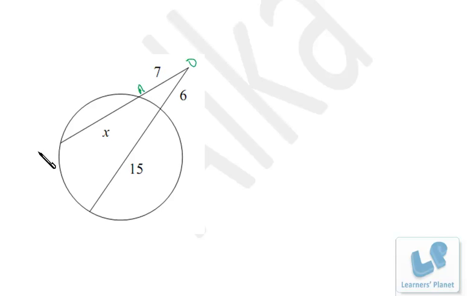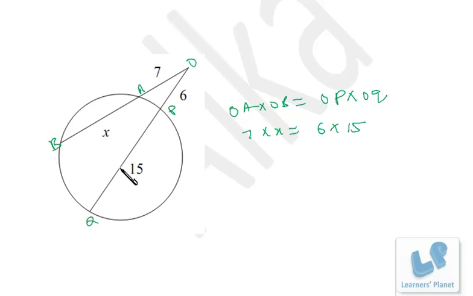Product of the segments: suppose it is OA, OB, and OP, OQ. OA into OB will be OP into OQ, right? So put up the values. 7 into X is equal to 6 into 15.